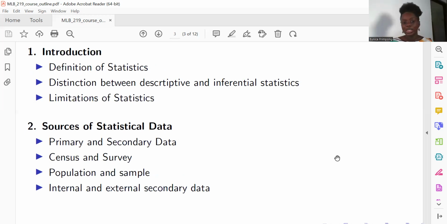We'll move on to look at some of the sources of statistical data. Okay, so there are a number of sources. We have the primary and the secondary sources. We have by census or survey. And then we can also look at population and sample. And we'll look at internal and external secondary data, which will fall under secondary data. It's just a subgrouping under secondary data.